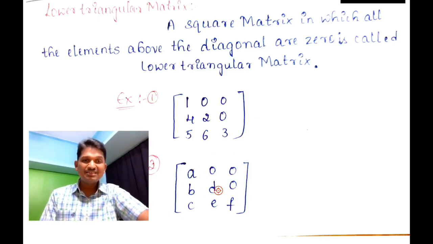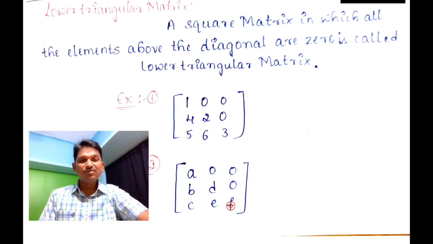You can see this is the diagonal. All the elements above the diagonal are 0. So this is known as lower triangular matrix. You join all these elements, what you will get? This is a lower triangular or not? Yes, that's it. I hope you are understanding, right?